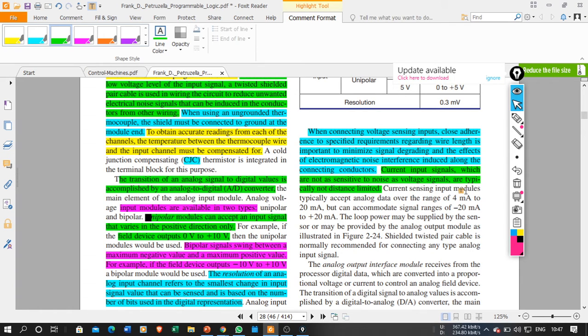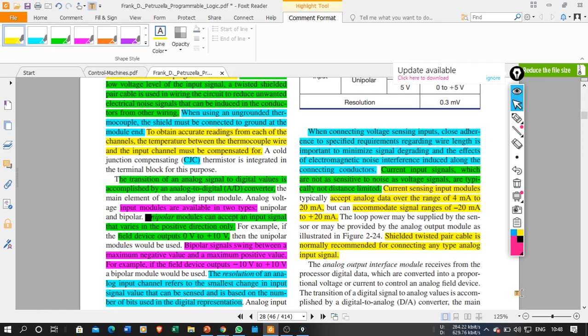Okay, the current sensing input modules typically accept analog data over the range of 4 milliampere to 20 milliampere, but can accommodate the signal range of minus 20 milliampere to plus 20 milliampere. The loop power may be supplied by the sensor or may be provided by the analog module, as illustrated in 2.24. Shielded twisted pair cable is normally recommended for connecting any type of analog input signal.